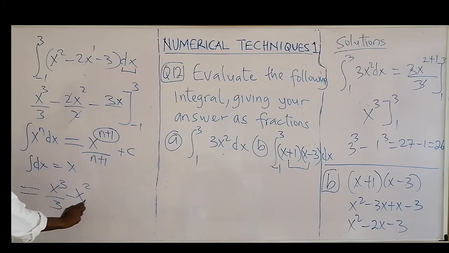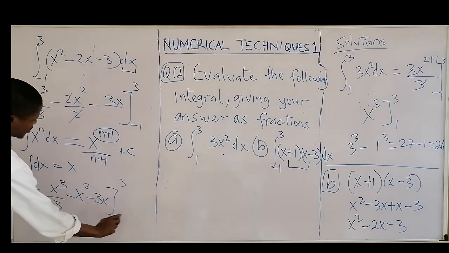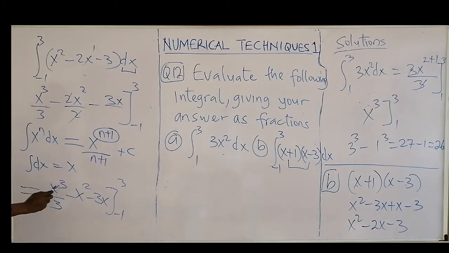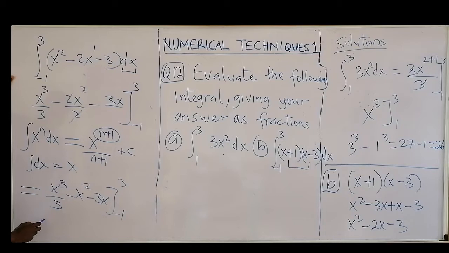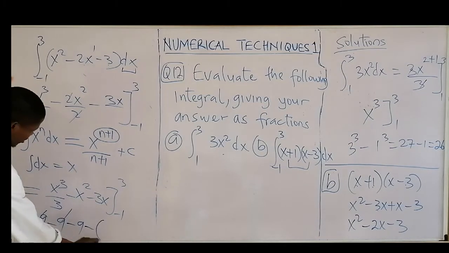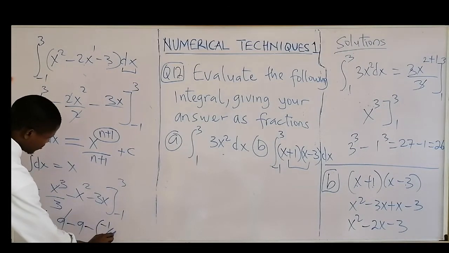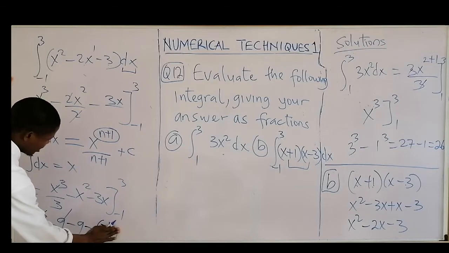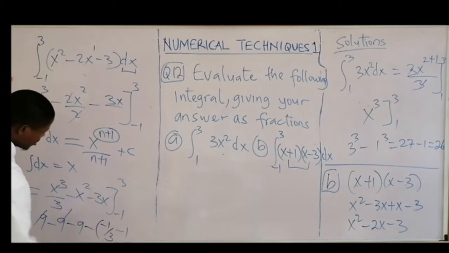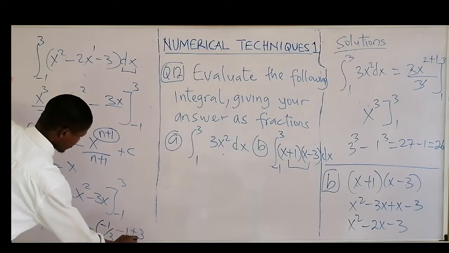minus x squared, and then minus 3x, from 3 to minus 1. Do your substitutions. For 3, that will be 3 cubed, that's 27. 27 over 3, that's 9, minus 3 squared, that's also 9. Okay, so these two cancel out. Then minus 9. So I'm through with the upper boundary. Then the lower boundary, put minus 1 here: minus 1 cubed over 3, plus 1, minus 1 squared, so minus 1, and then plus 3.